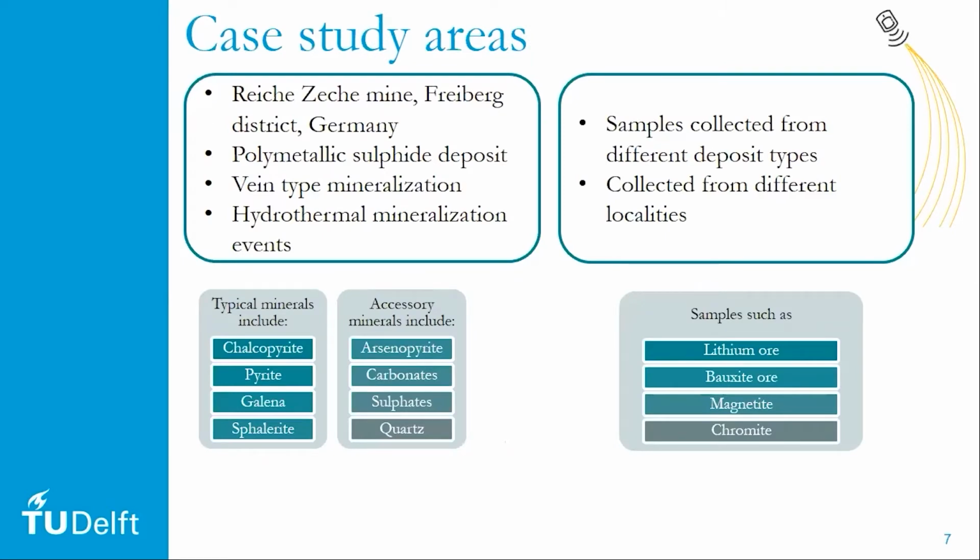We have different test cases. This one is the Reiche mine, which is located in Germany. The area is characterized by vein-type mineralization formed by two hydrothermal events. The typical minerals are the sulfide minerals, such as chalcopyrite, galena, and sphalerite. And also we have samples collected from different deposit types.